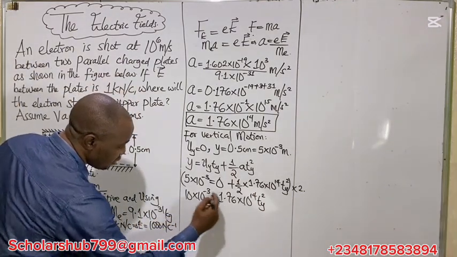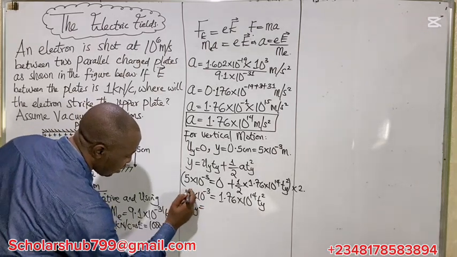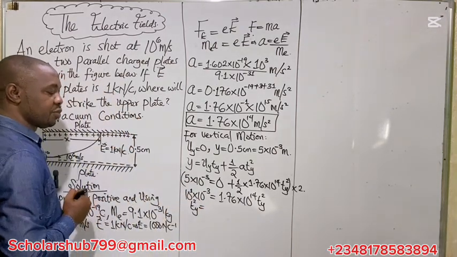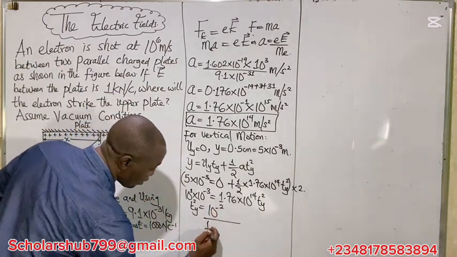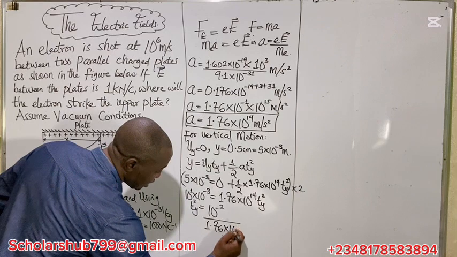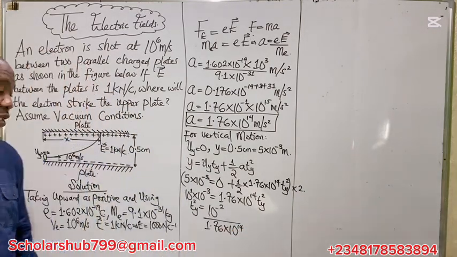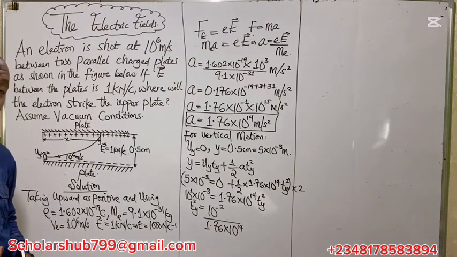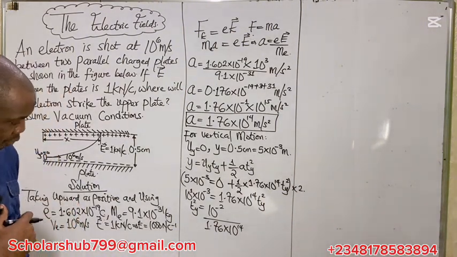So when we rearrange this equation, we're going to have ty squared to be 10 raised to the power of 1 multiplied by 10 raised to the power of negative 3. That will be 10 raised to the power of negative 2 divided by 1.76 times 10 raised to the power of 14. That is, we have to divide both sides by 1.76 times 10 raised to the power of 14. Okay, now we'll get there.